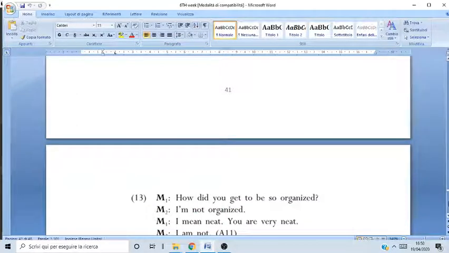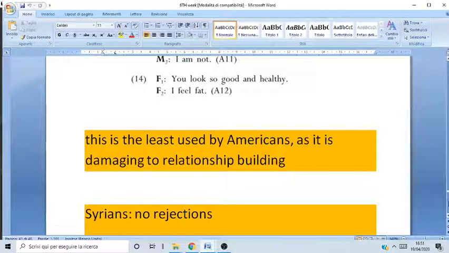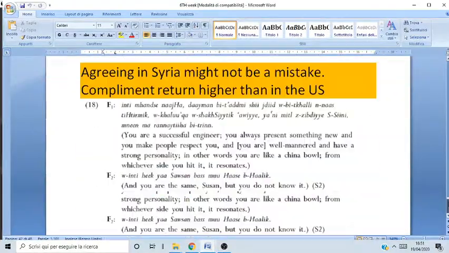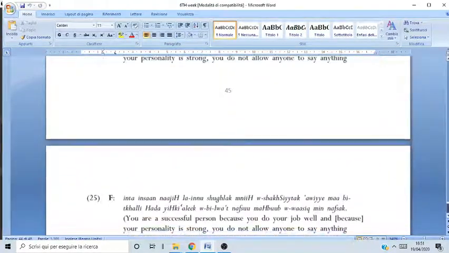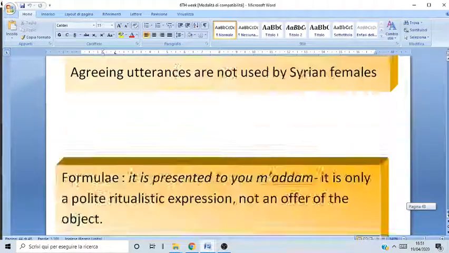Okay, and so the document that you see here is full of examples of how these respondents reacted to compliments that the interviewer was giving them. And that, I think, is the end of the first book.